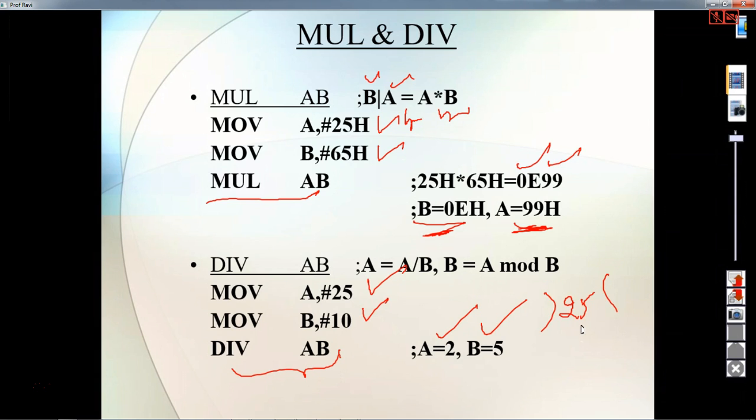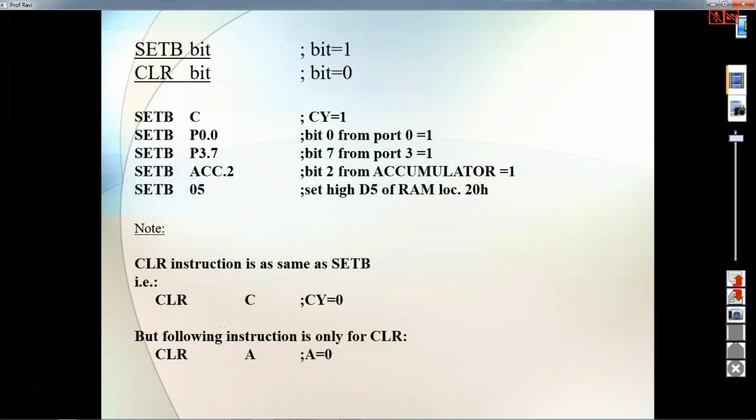So that means your remainder, quotient, right, remainder, quotient, divisor. So divisor, dividend. So the accumulator and B register will be holding these.